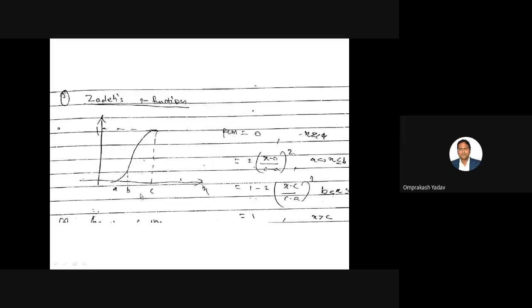Then the next is from b to c, not line, the curve b to c. So for this one also, that term will be there. Two terms. So 2 into (x minus c) divided by c minus b. And we will have to write 1 minus 2 into (x minus c divided by c minus a) the whole square. And after that c, we are having the 1 value constant.